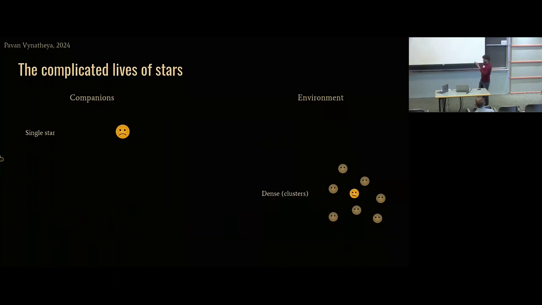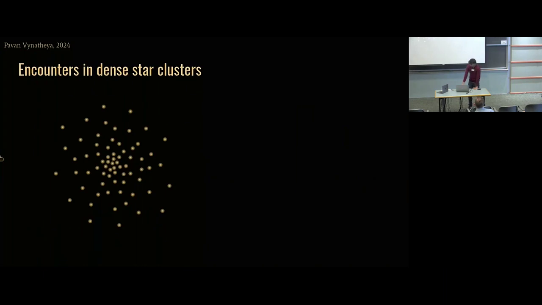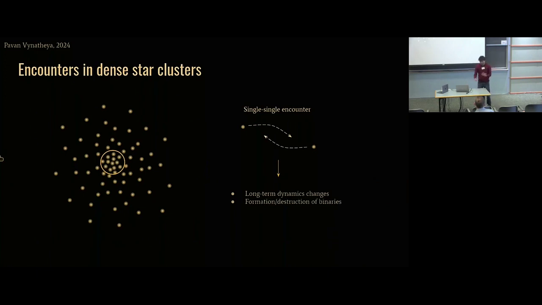What we concentrate on in this talk is single stars in dense clusters. You can have single stellar encounters which can lead to collisions and tidal disruptions and so on. Moving on to dense clusters, as I mentioned before, the densities in the cores of these clusters can be high enough for these single encounters to occur, which lead to long-term dynamical changes in the cluster itself and very interesting phenomena, including the destruction and formation of binaries within clusters, and all this affects how clusters evolve in the long term.